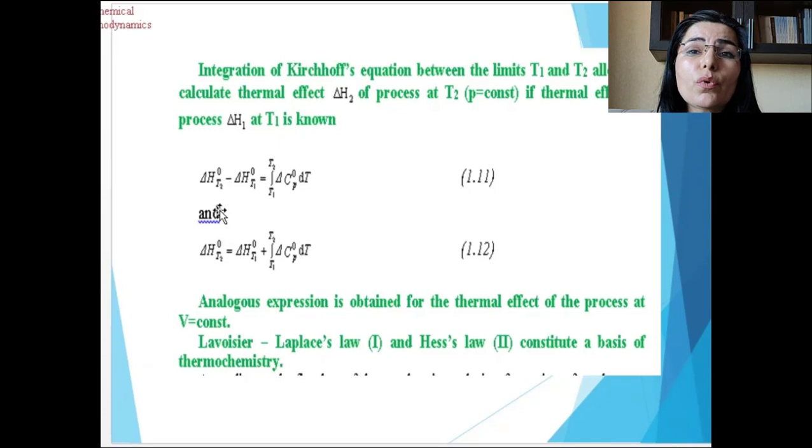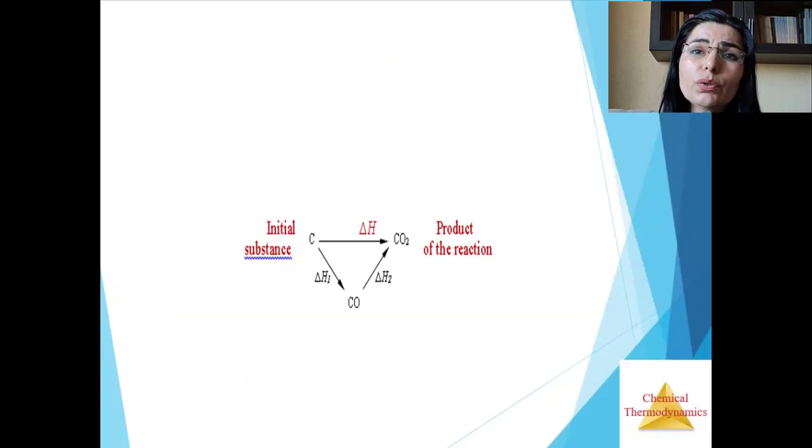Laplace's law first and Hess's law second constitute the basis of thermochemistry. According to the first law of thermochemistry, during formation of a substance, heat is liberated or absorbed as much as it is absorbed or liberated at its decomposition. The second law was discovered by the Russian scientist Hess, who established that the thermal effect of a reaction doesn't depend on the process way, but is determined only by the initial and final states of the system.